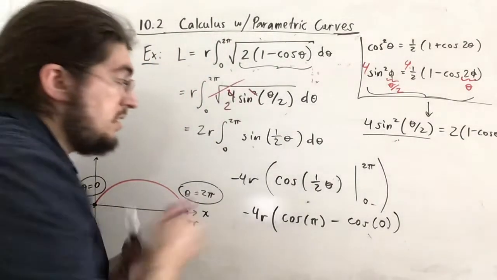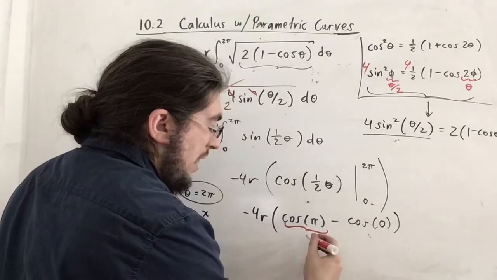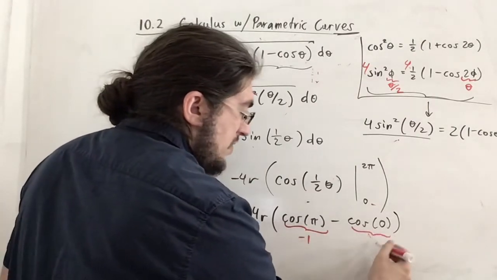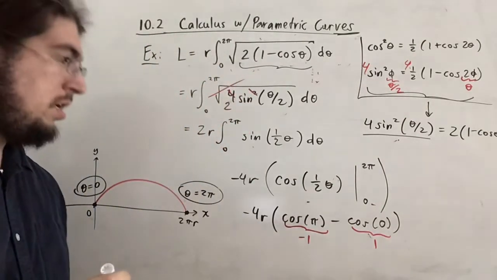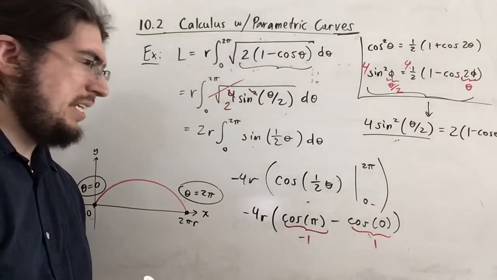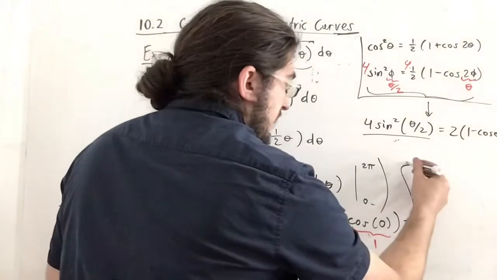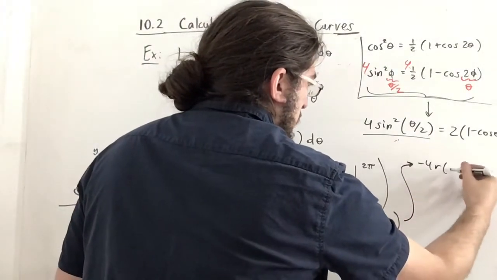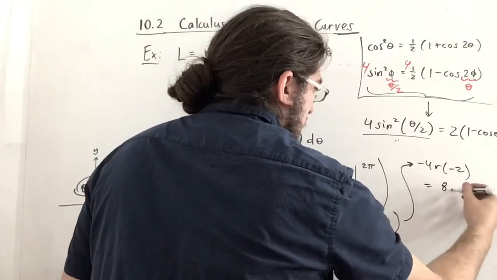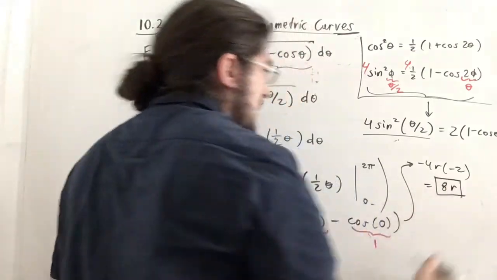Great. So cosine of pi is negative 1. Cosine of 0 is 1. So what's that? That is negative 2. Negative 1 minus 1 is negative 2. So that is negative 4r multiplied by negative 2. And there we go. We get positive 8r, which is our answer.